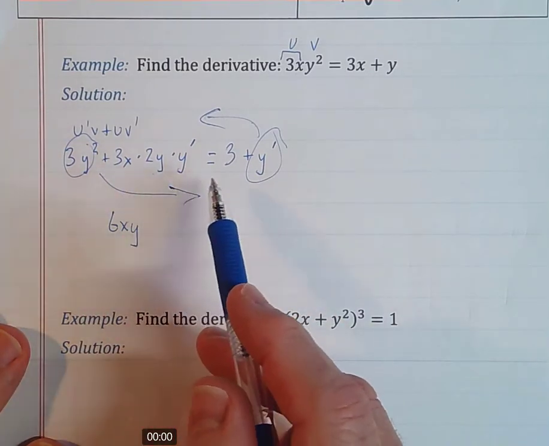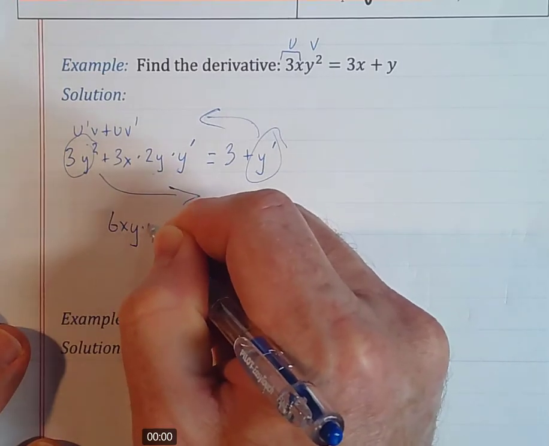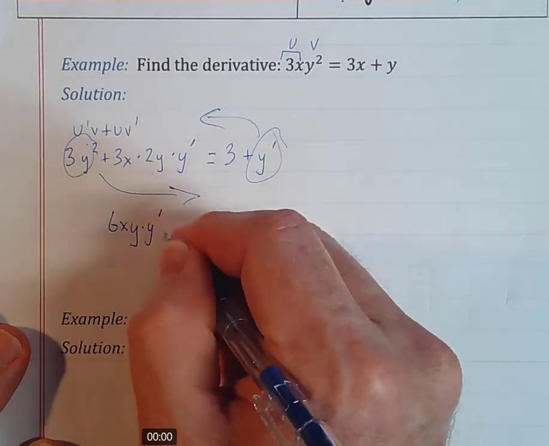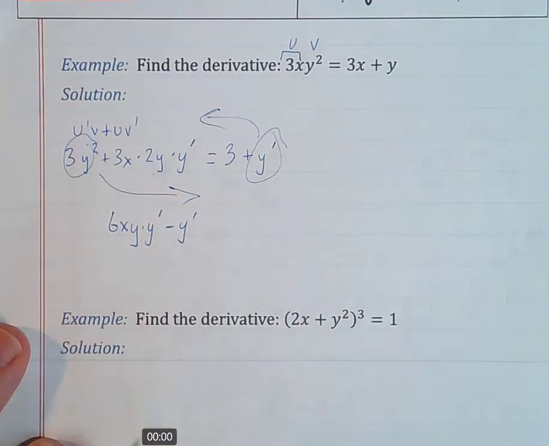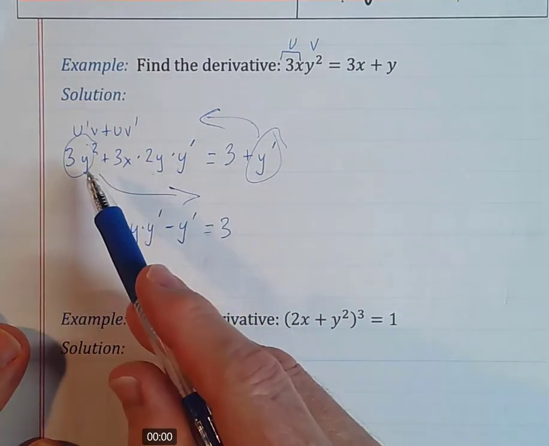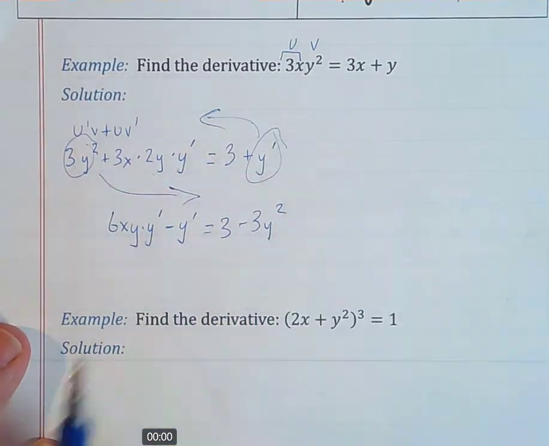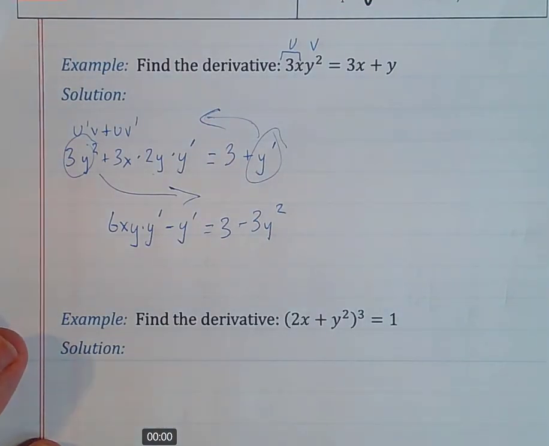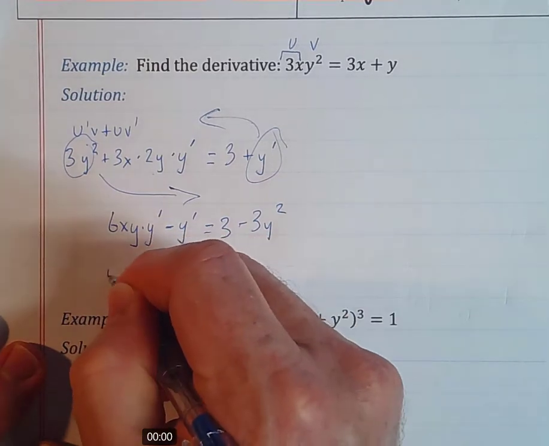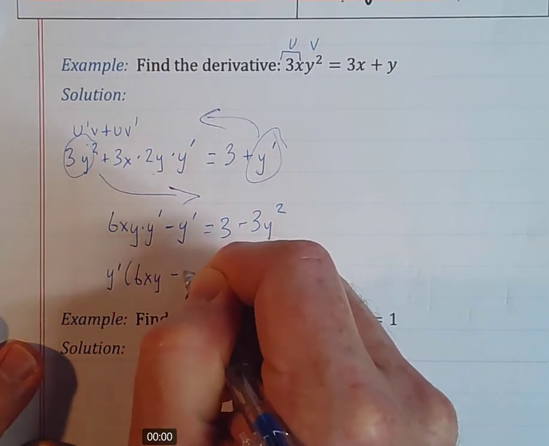Sorry, 6xy times y prime. This y prime comes over, so it becomes minus y prime. On the right-hand side, I've got a 3 over there, and a 3y squared that's going over. It becomes negative. Okay, I'm going to factor out a y prime right here. So I get y prime times 6xy minus 1.